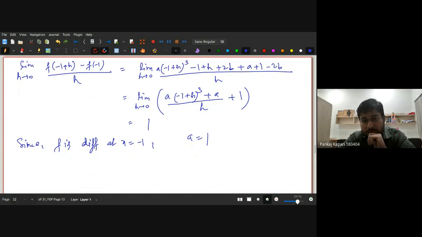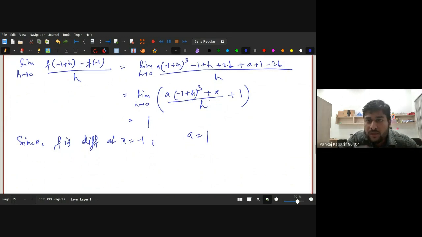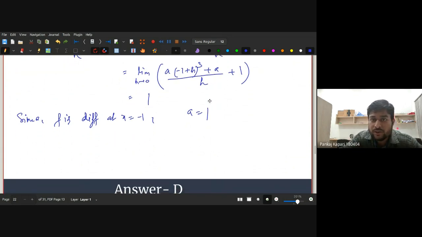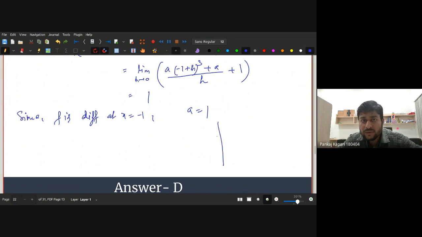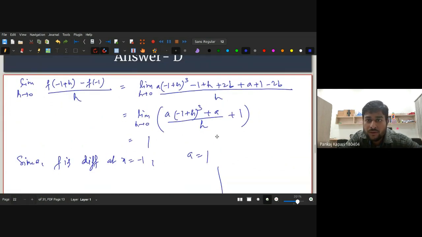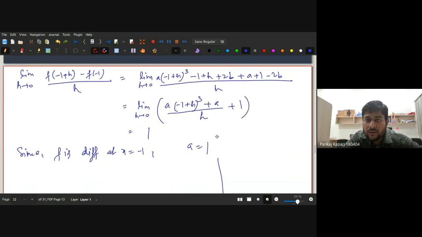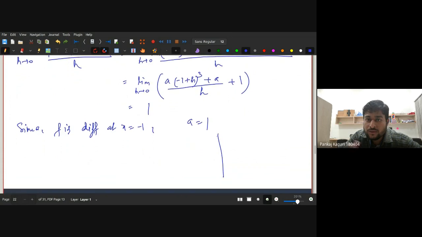Again, are we making some mistakes in taking this limit? Okay, let me write this out explicitly. We will have a times (minus 1 plus h) cube plus 3 times h. Okay, so there is a mistake, I think.